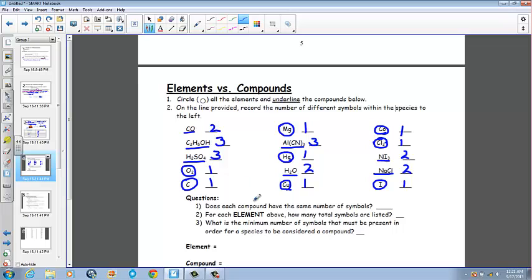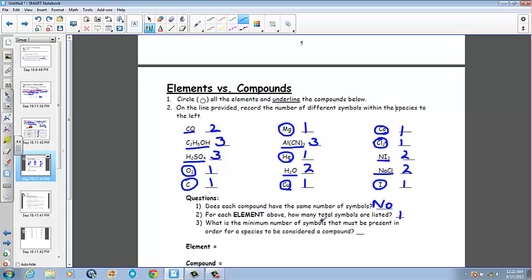So here are some questions. Does each compound have the same number of symbols? Well, I would simply say no. Not all of those numbers are the same. So for each element, those are the ones that are circled, how many total symbols are listed? Well, I just said 1. Okay, an element is by itself, it's pure, you will only see 1 symbol.